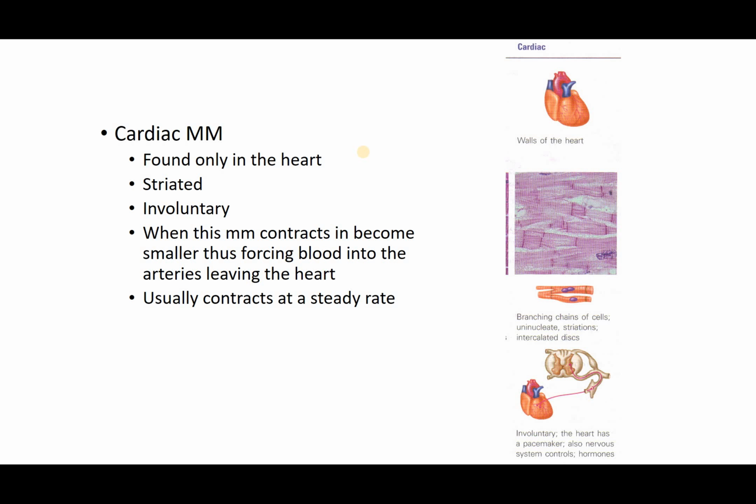Okay, cardiac muscle is found in the heart. It is striated. See over here is a slide of the straight lines, the striations. There's an animation of it there. Okay, it is involuntary, so the heart is something that contracts on its own. Your autonomic nervous system does it for you. The point of cardiac tissue is to pump blood through your tube system, your arteries and your veins.